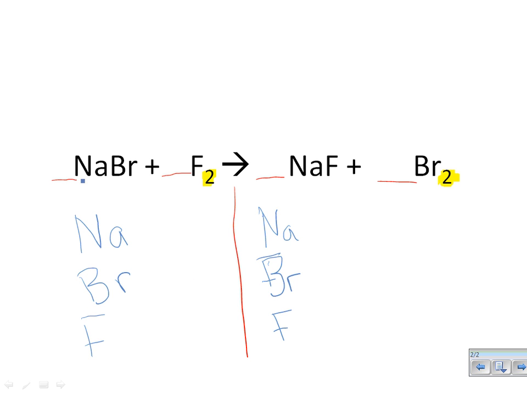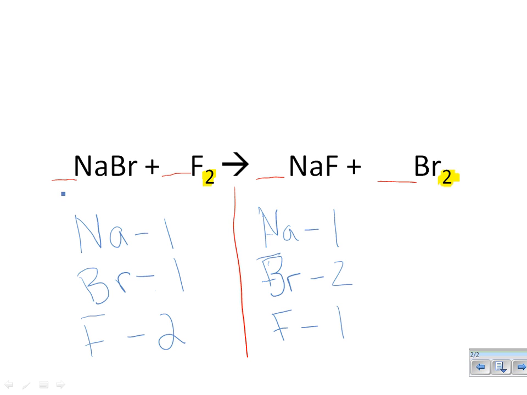On this side, I've got one atom of sodium, I've got one atom of bromine, and because the subscript is here, I have two atoms of fluorine. On this side, I have one atom of sodium, I have two atoms of bromine, and one atom of fluorine. So we have some differences on either side of the equation.